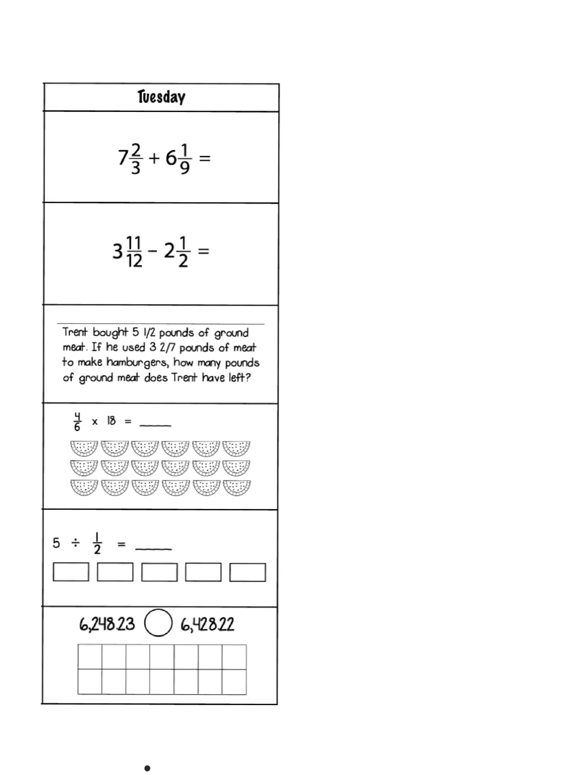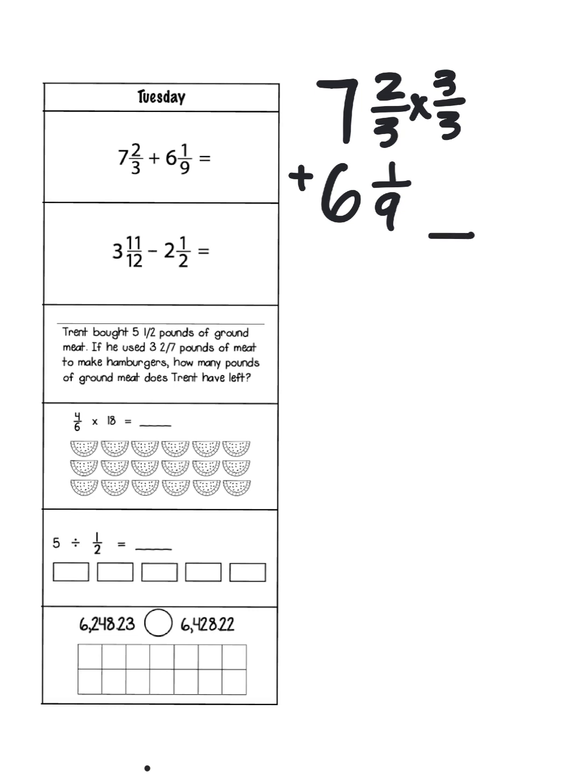We'll start off by adding mixed numbers. We have 7 and 2/3 plus 6 and 1/9. Before we can add or subtract mixed numbers, we must have equivalent fractions. I'm going to keep my ninths, but I need to change this third into ninths by multiplying 3 over 3. I'm now going to rewrite my problem with that equivalent fraction, 7 and 6/9 plus 6 and 1/9.